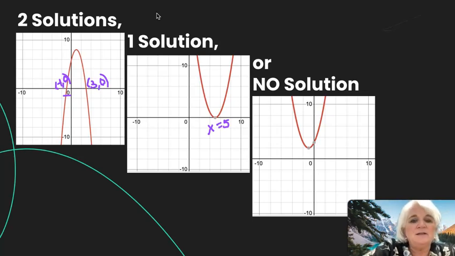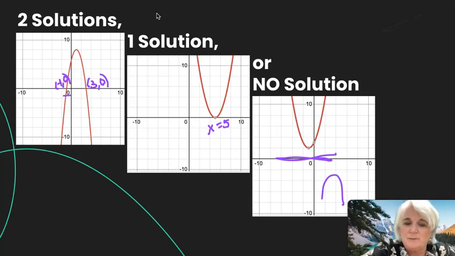Over on this one, there is no solution. It doesn't cross the x-axis down here, so y is never 0. It's too far above and it hits the minimum. And it's because it opens upward. If it opens downward like this, it would have a maximum, and the maximum would be too far below the x-axis. So that is no solution.